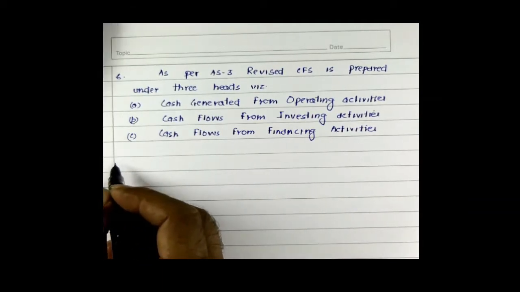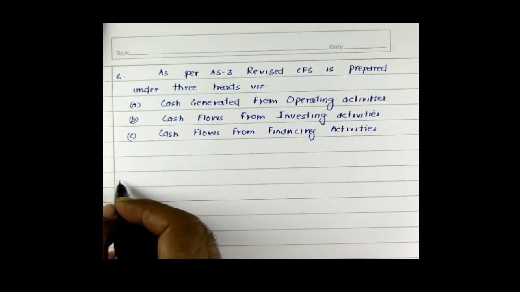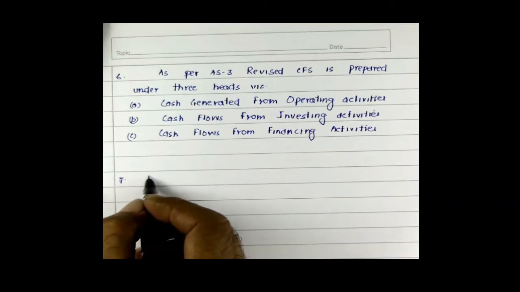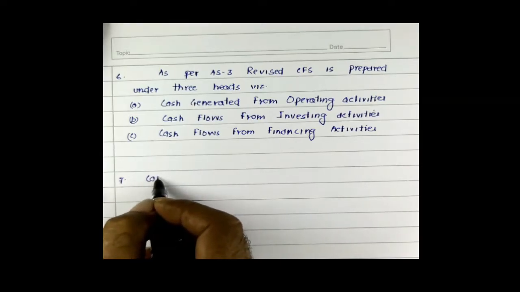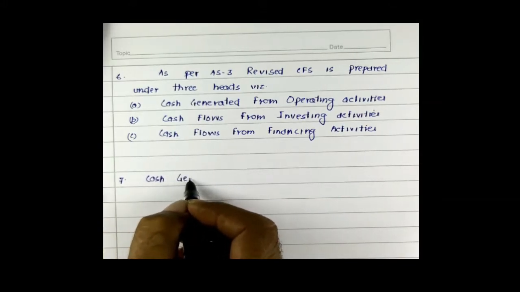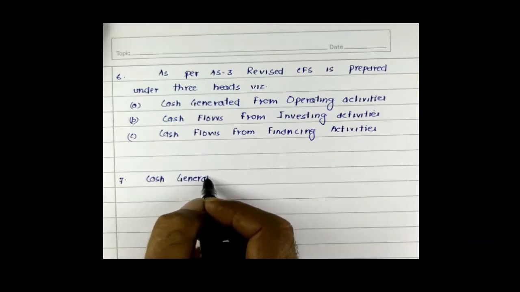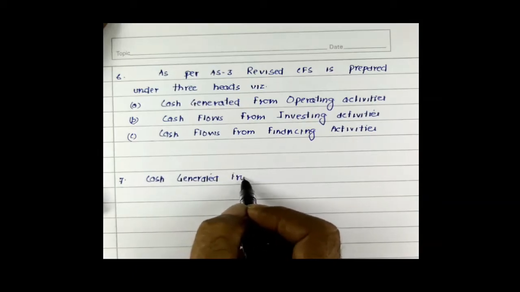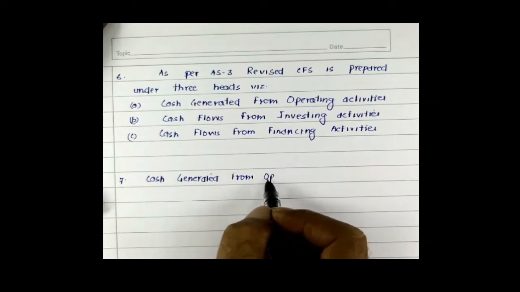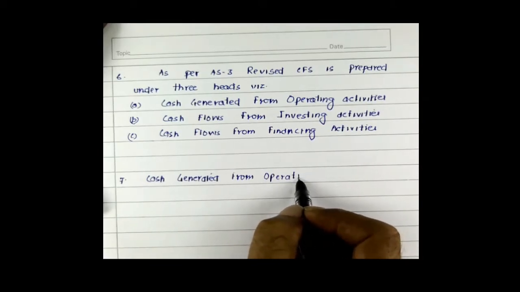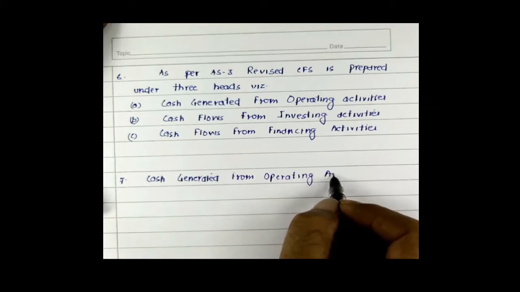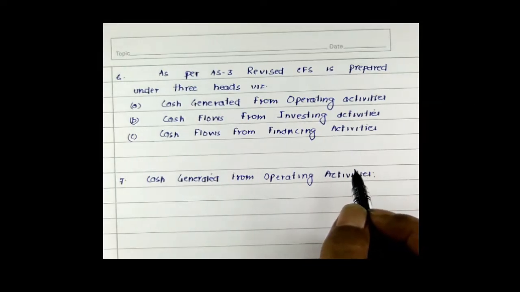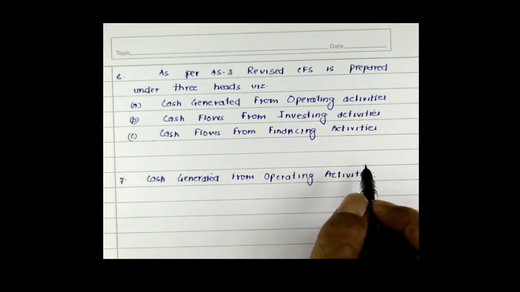Let's have a look at these activities. So first we will look at number 7, cash generated from operating activities. Operating activities are nothing but your principal revenue generating activity.